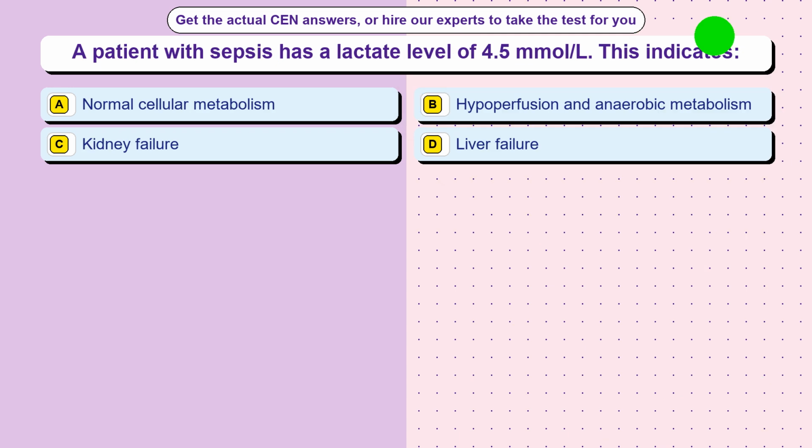Question 3. A patient with sepsis has a lactate level of 4.5 mmol/L. This indicates: Option A. Normal cellular metabolism. Option B. Hypoperfusion and anaerobic metabolism. Option C. Kidney failure. Option D. Liver failure.